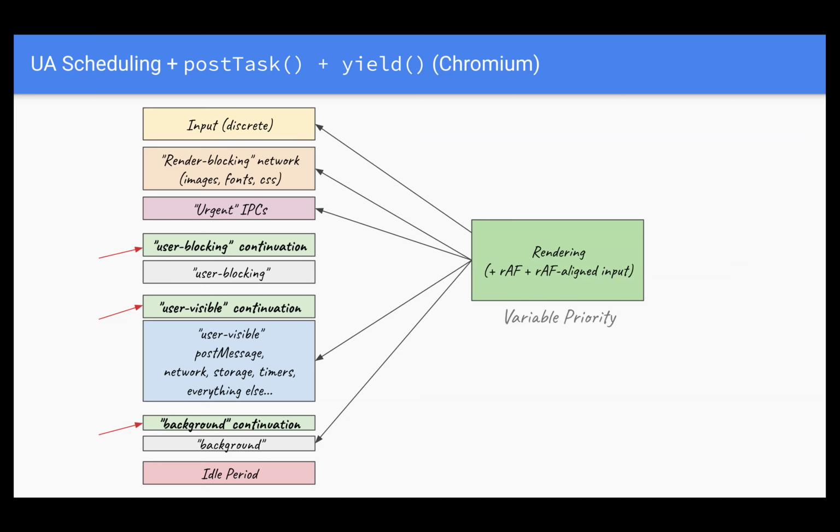So the guarantees that are provided are that, again, those are well ordered, just like they are for postTask. So there's an ordering on that set of tasks. User blocking is always before user blocking continuation, which is more important than user visible, and so on. But again, it's up to the UA where you draw the line or how you want to integrate this with other task sources.